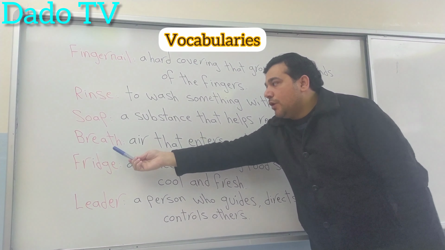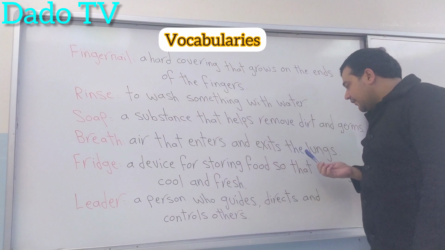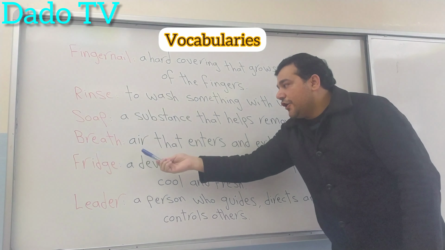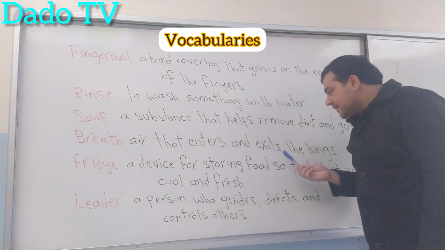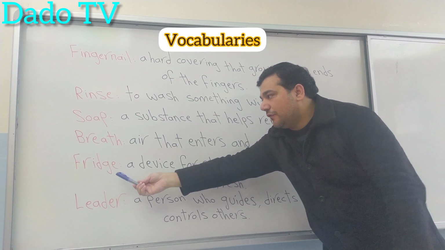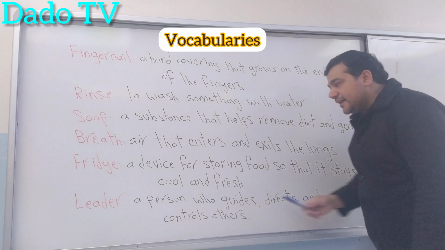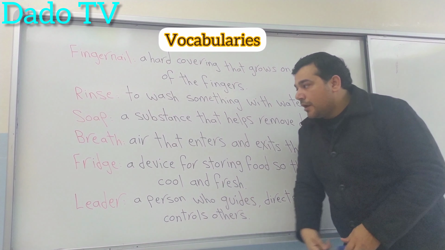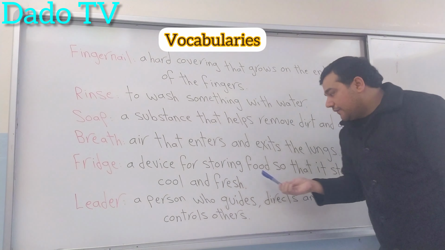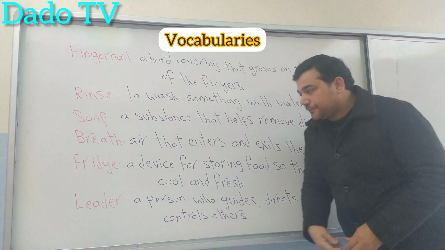Breathe. Also, what do we mean by breathe? Air that enters and exits the lungs. Usually we mean by breathe air that enters and exits the lungs. Fridge. Also, what do we mean by fridge? A device for storing food so that it stays cool and fresh. Usually we mean by fridge a device for storing food so that it stays cool and fresh.